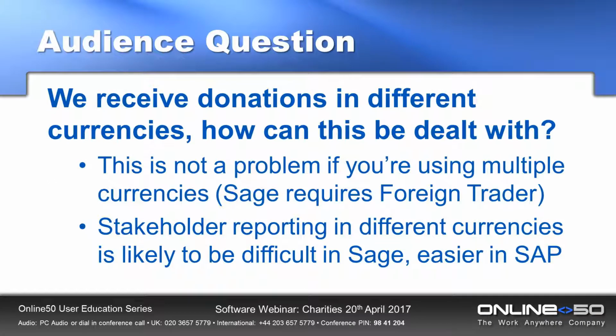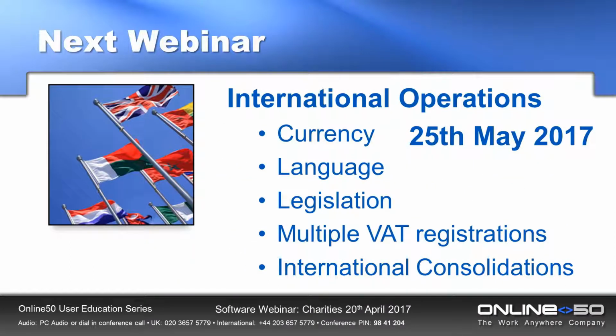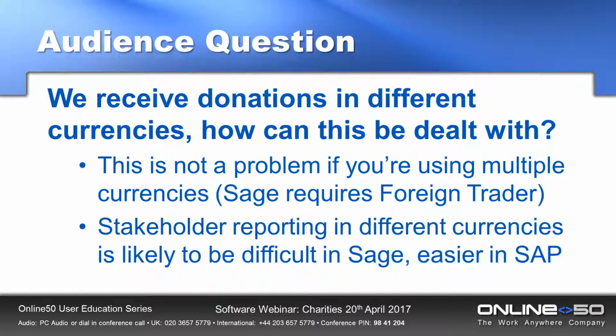Okay, got another question here. We receive donations in different currencies. How would this be dealt with in Sage and SAP? Excellent question. It leads into our next webinar, not that you want to wait this long. On the 25th of May, we're looking at international operations, and we'll be talking more about currencies there. So both Sage and SAP can receive money in different currencies. So receiving the donation in a different currency isn't necessarily a problem. The issue is what else goes with that.